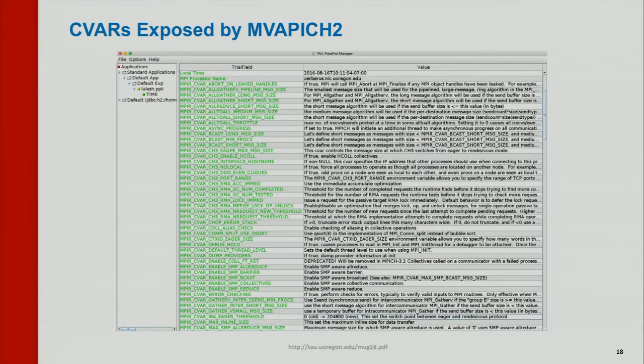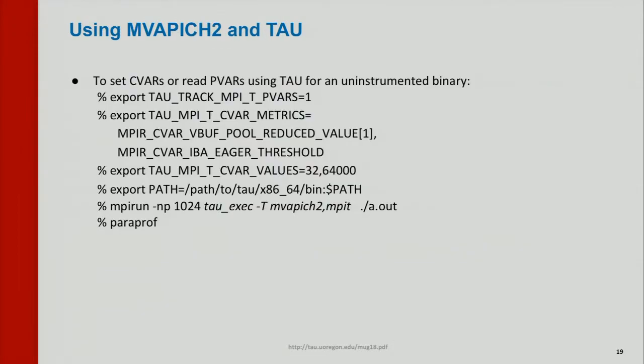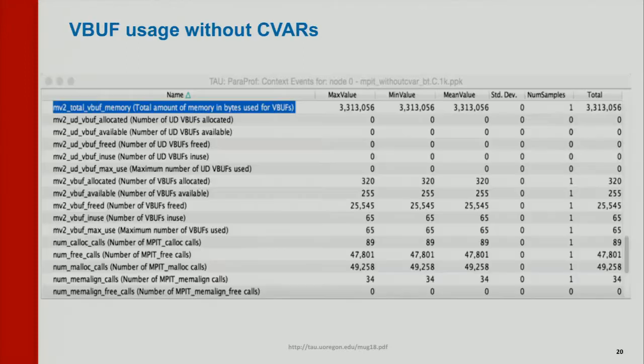And you can use an environment variable to set the value of those variables. Like here we are enabling the tracking of performance variables using the environment variable, and here I can change the control variables at runtime and specify a list of those variables to be changed, and then the values that we assign to those variables. And here's the list of values. And then once you put TAU in your path, you can just say tau_exec a.out with those options, in this case MPIT, and then launch ParaProf and view the results.